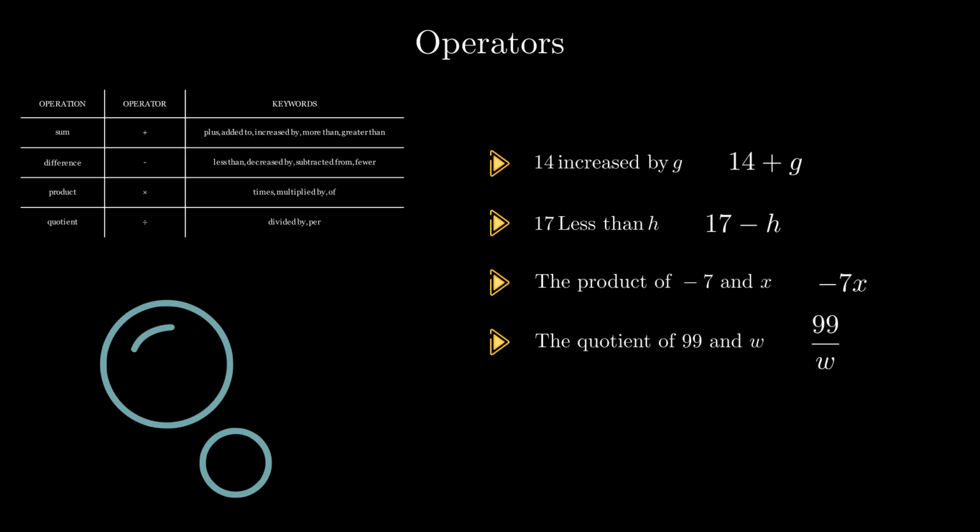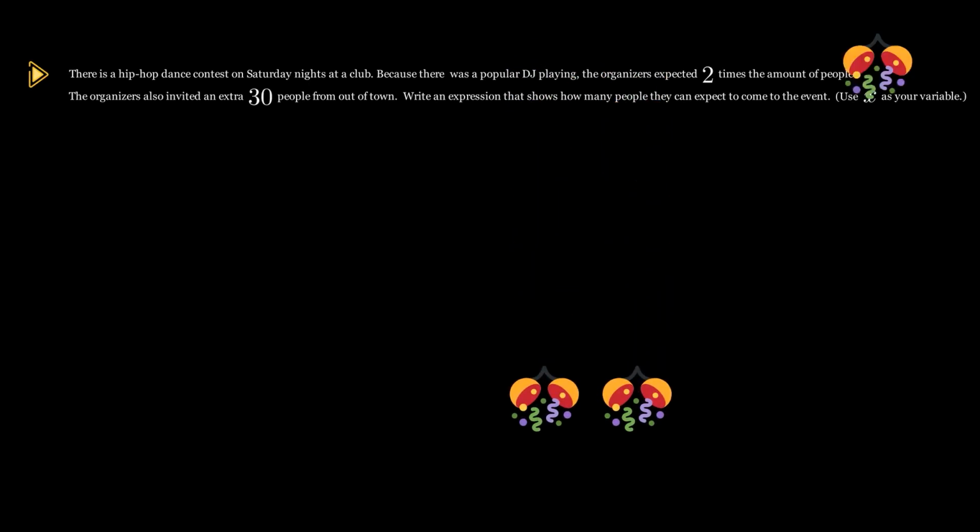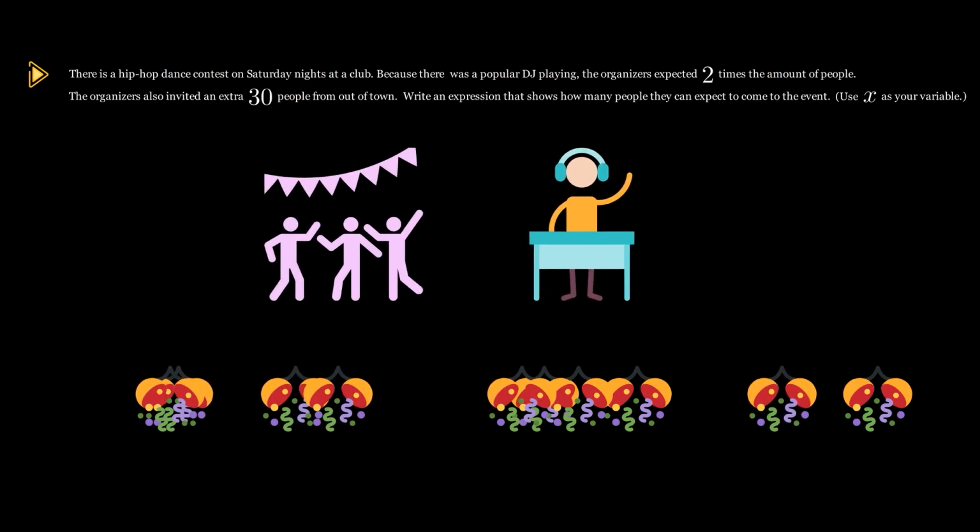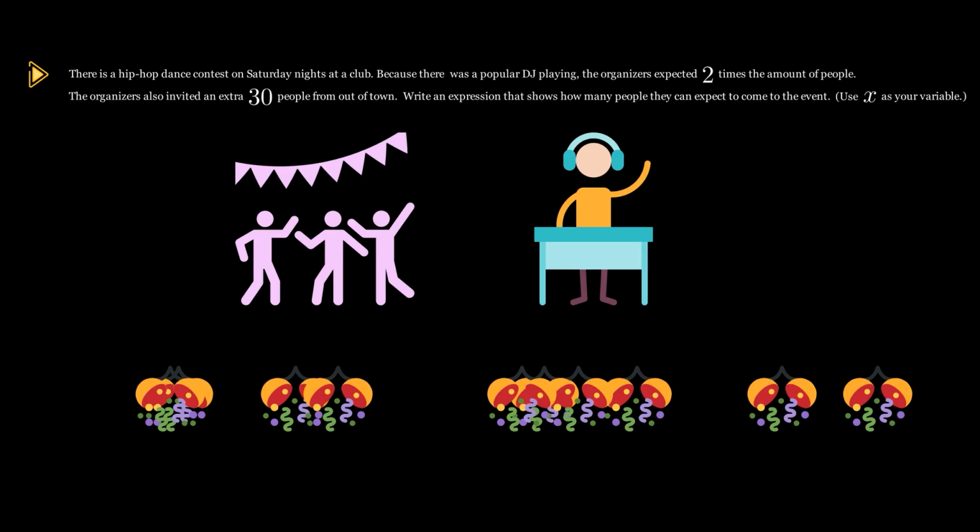Now that we have a good understanding of expressions and their components, let's take a look at a word problem that involves writing an expression. There's a dance contest on Saturday night at a club because there was a popular DJ playing and the organizers expected 2 times the amount of people. They also invited an extra 30 people from out of town. So we are asked to write an expression that shows how many people they can expect to come to the event. Now it's your turn to solve the problem based upon the discussion we had. Give it a shot and see if you can come up with the correct expression and share it with us.